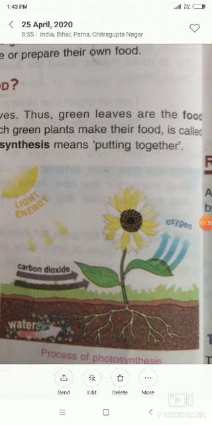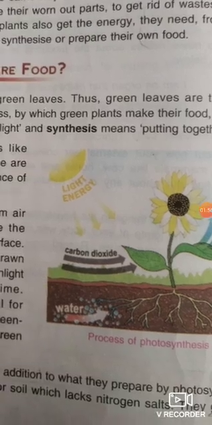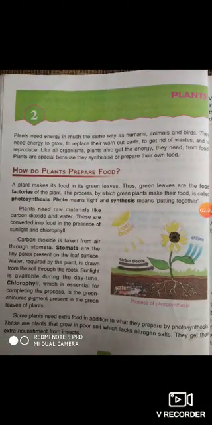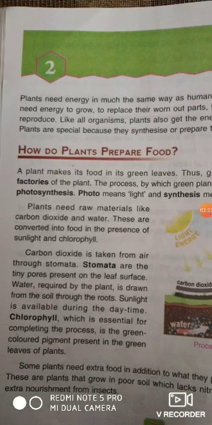Now you know the process of photosynthesis, but the exact meaning of photosynthesis you don't know. What is photosynthesis? Come to the word photosynthesis. Photo means light, and synthesis means putting together. So photosynthesis is a process by which green plants make their food. The raw materials used during photosynthesis are carbon dioxide and water.